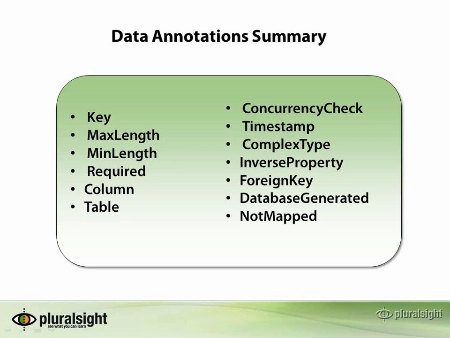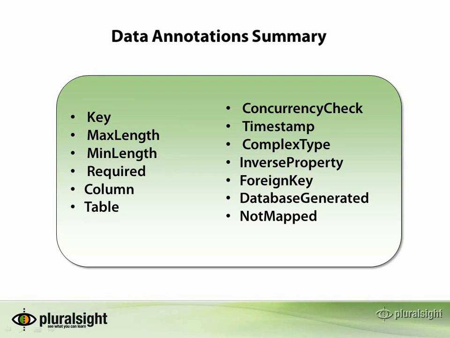So that's been a pretty detailed review of all the data annotations available in Entity Framework 4.1 Code First. You saw how to use Key to identify the identity key property when the property name doesn't match Code First conventions. You saw how MaxLength affects the database mapping, and both MaxLength and MinLength feed into the validations. Required will map to database fields that are non-nullable and force validation on the class as well.